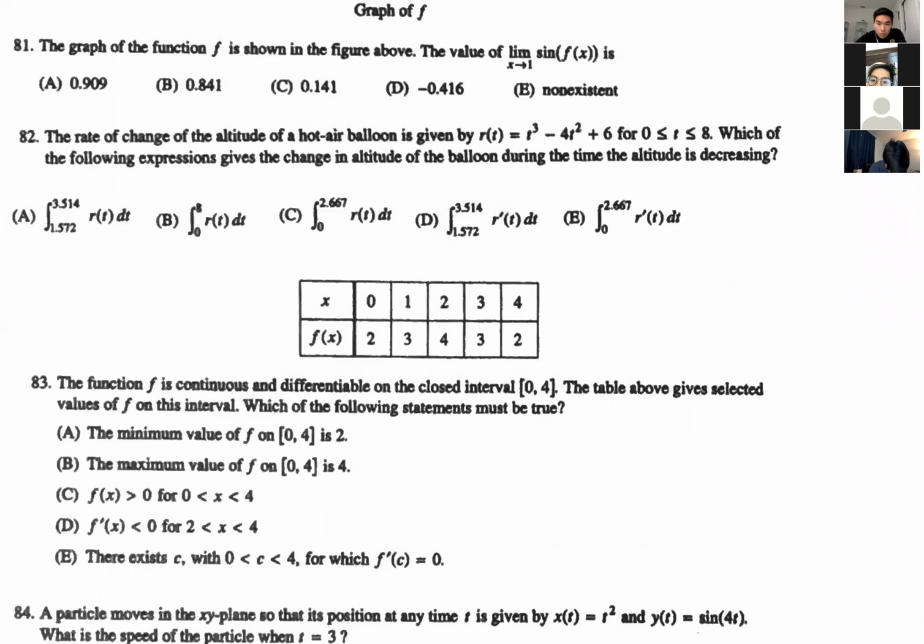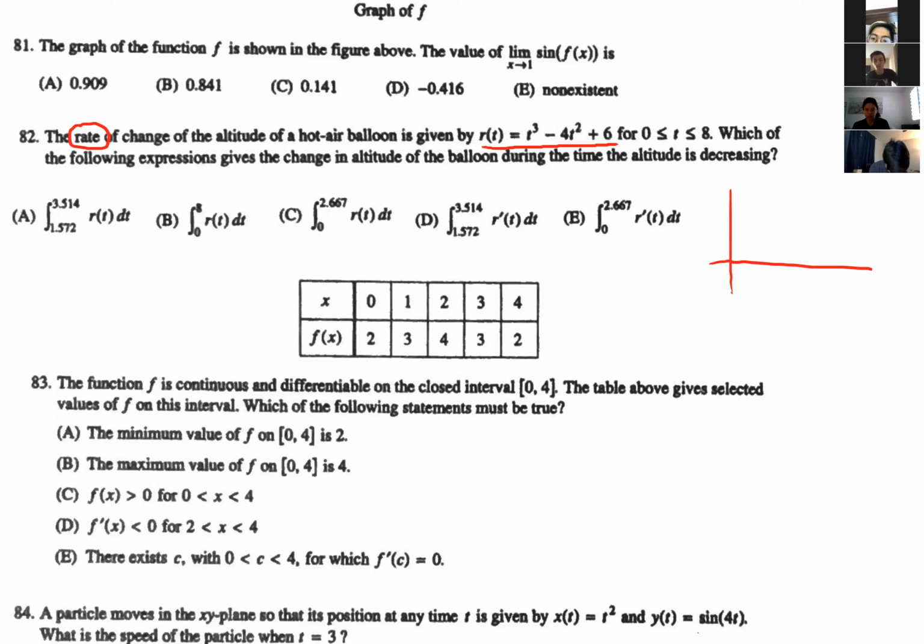On 82, we're given the rate of change of the altitude of a hot air balloon given by the function. Which of the following expressions gives the change in altitude of the balloon during the time the altitude is decreasing? If you were to graph this, this is describing a rate. So when you're graphing this on your calculator, letting r of t be y and letting t be x, the graph is going to look like this.